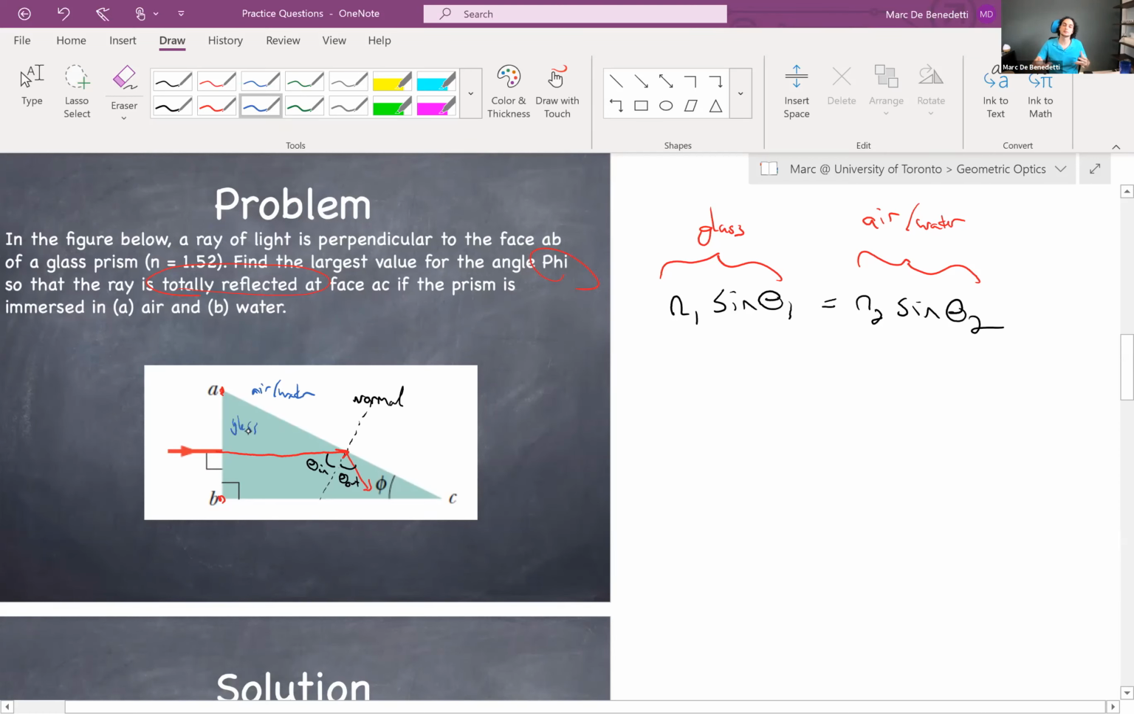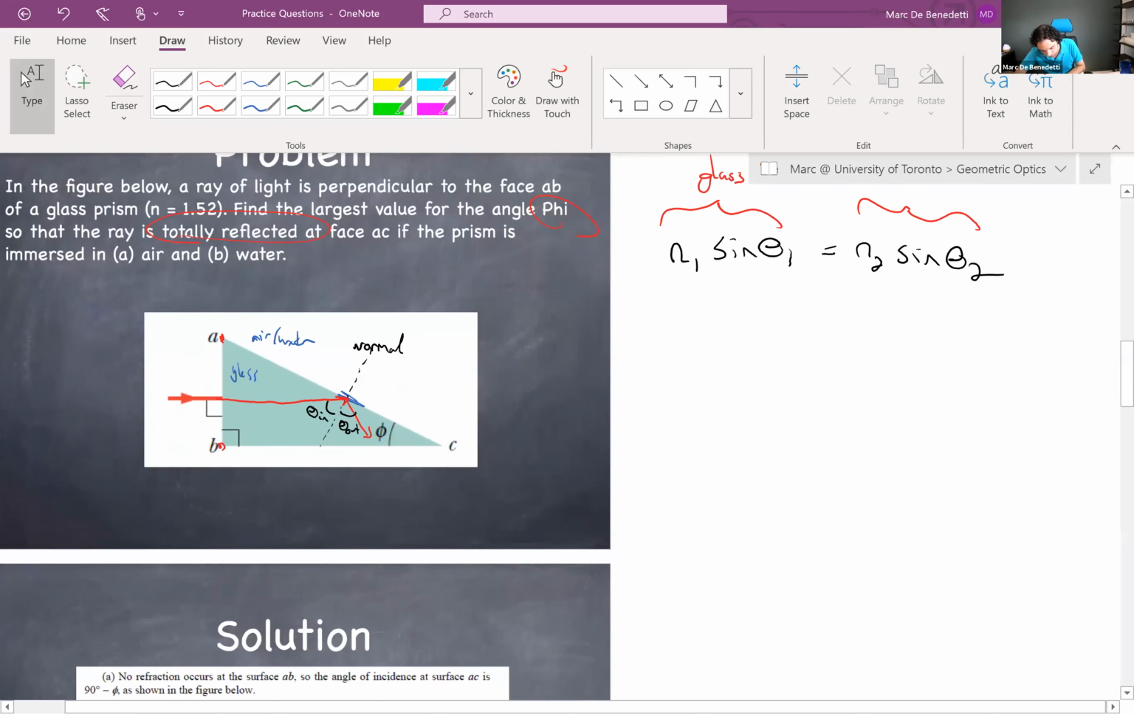So N1 is the material 1. It's where the light is coming from. So at the surface here, it's coming from glass. And N2 is going to be the material that it wants to go into. So it wants to go into either air or water. Now we're trying to figure out total internal reflection. So we set this to be 90. Right, that's our goal. Our goal is to make this completely come back in, not refract through. So we make this 90.